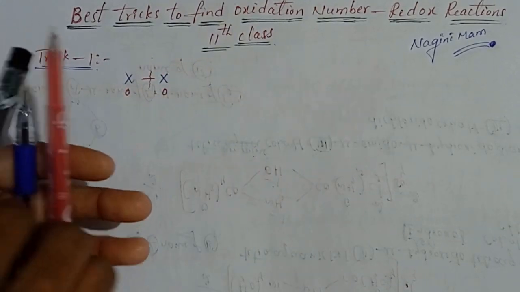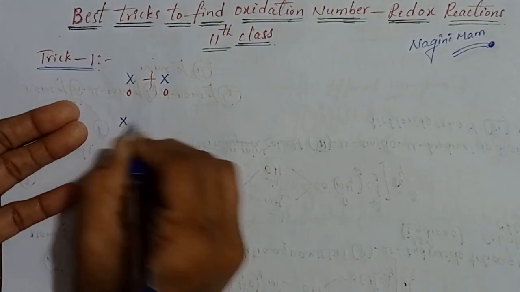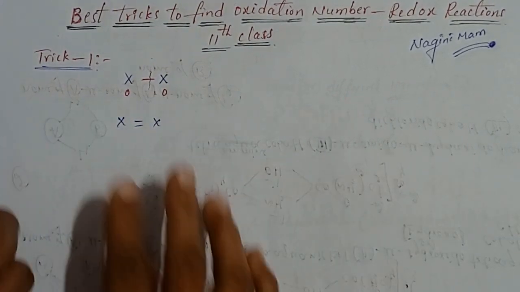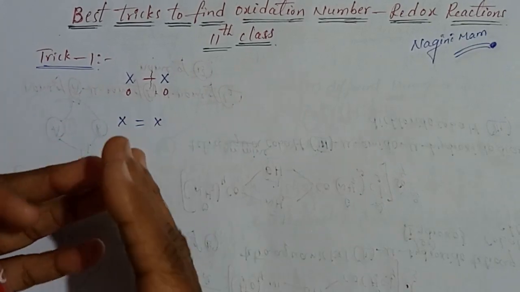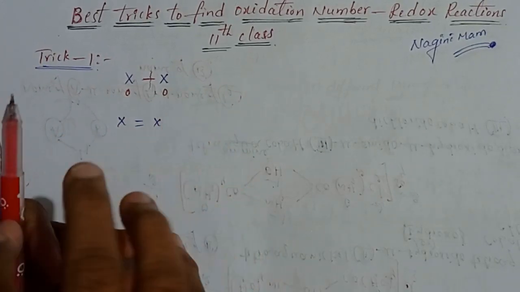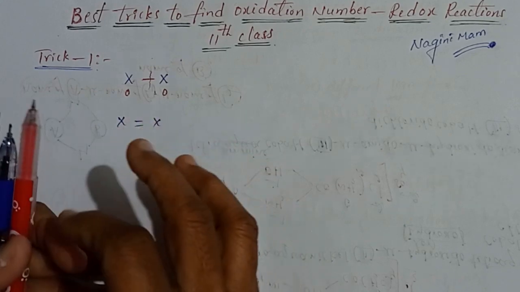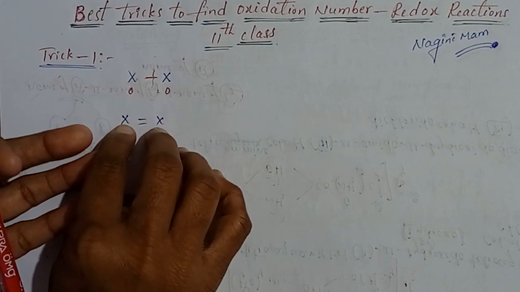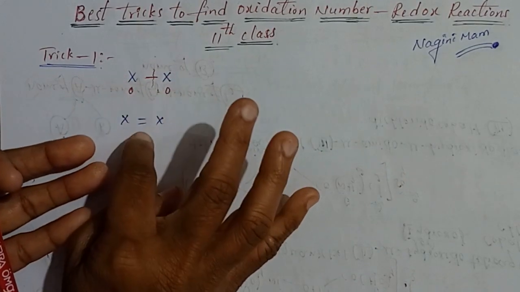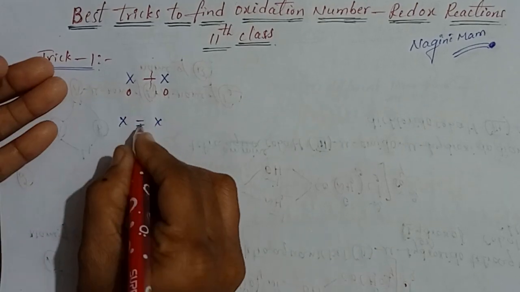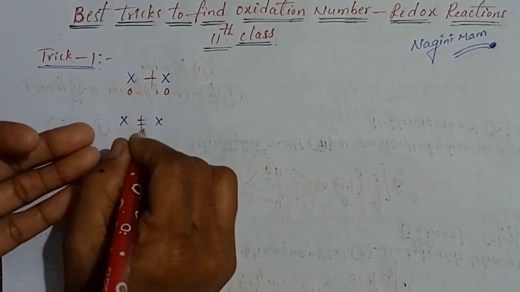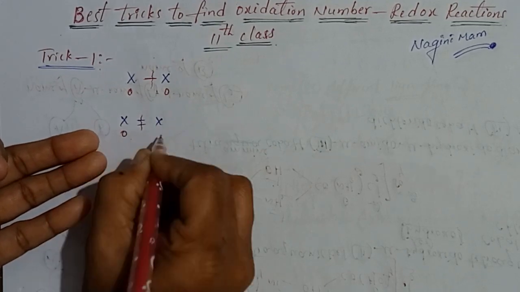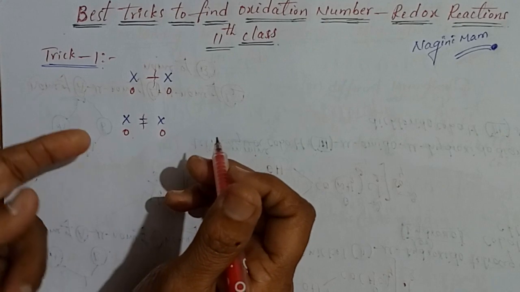Now suppose between the two same elements a double bond is present. That means they have the same electronegativity. Based on the electronegativity value I am saying this. So the two elements have the same electronegativity, and that's why their oxidation state is 0. If you break the double bond, their contribution is 0. There is no contribution, so their oxidation numbers are 0.